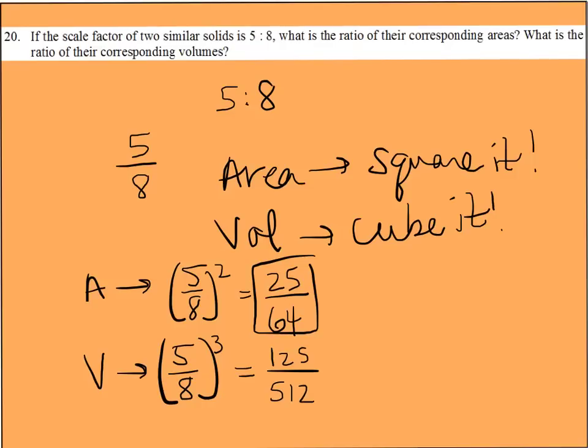This is my area ratio. This is my volume ratio. So it's very important to remember that we have our scale factor or our similarity ratio, and then to get to our area, we square it, and to get to our volume, we cube it. Going backwards, we might have to use a square root or a cubed root.